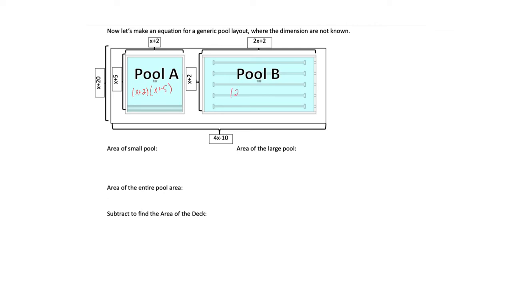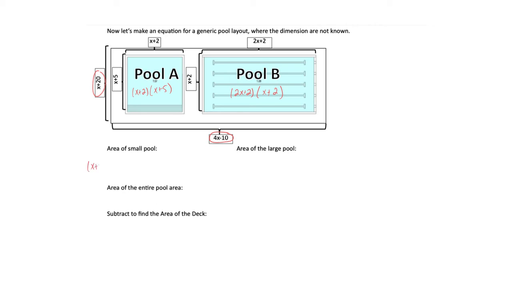The area of pool B would be 2x plus 2, because that's your length, times x plus 2 as your width. And then the area of our whole deck would be 4x minus 10 times x plus 20. So let's find the area of the small pool first.